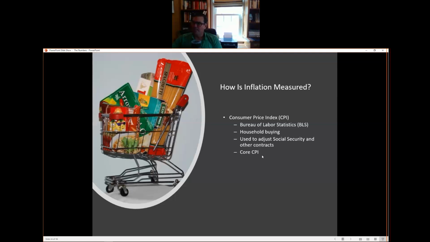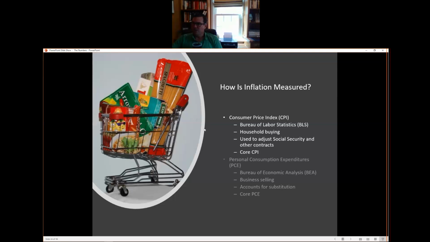One is this thing called the CPI, the Consumer Price Index. That's done by the Bureau of Labor Statistics, and they really look at what households buy. That one's important because that's how we adjust lots of contracts, including Social Security benefits at the end of the year. We move them up by what the CPI went up by, or other union contracts, for example. And then core CPI just means that you remove food and energy from the CPI. You do that because they often have kind of volatile prices.